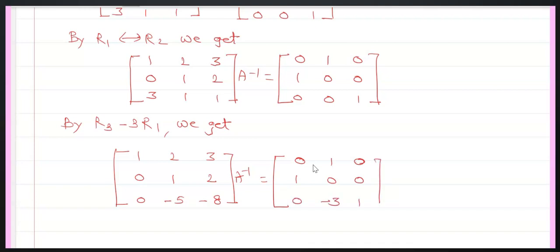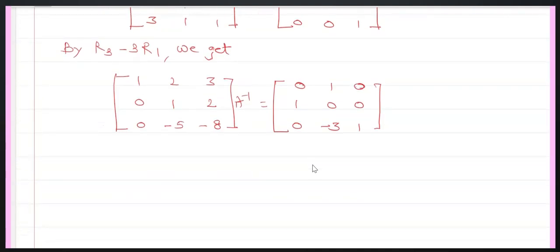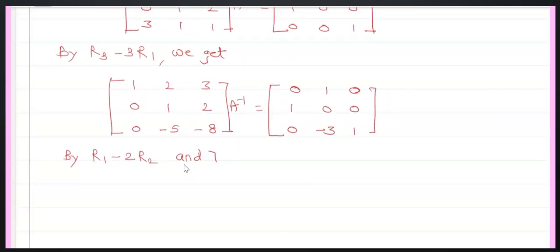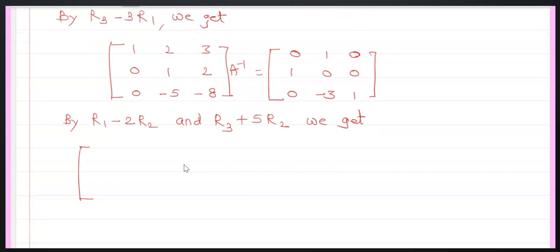Next is, now this is already 1. Now make this 2 and minus 5 as 0. Therefore we will do R1 minus 2 times R2 and R3 plus 5 times R2. We get 1, 0, minus 1, 0, 1, 2, 0, 0, 2, A inverse.